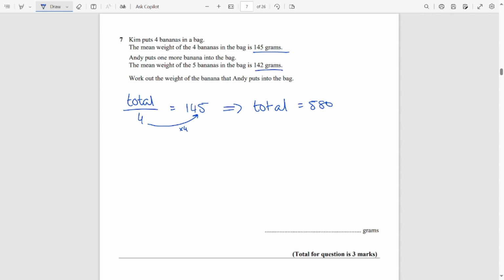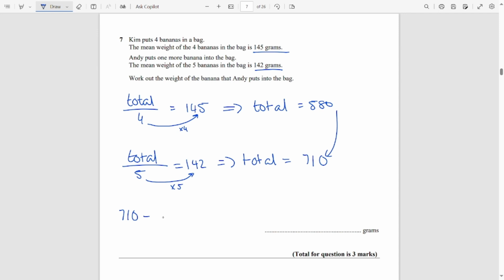Now I do the same for the second mean. That was for 4 bananas. Now this time I have the total of 5 bananas divided through by 5, and that gave me a mean of 142. And so again, I'm going to multiply up by 5 here to work out what the total weight of those 5 bananas was. So 142 times 5 is 710. And now we know that Andy has put 1 extra banana into the bag. So I want to know what is the difference from here to see how much he added in. So I do 710 minus 580, and that gives you 130, which is the final answer.